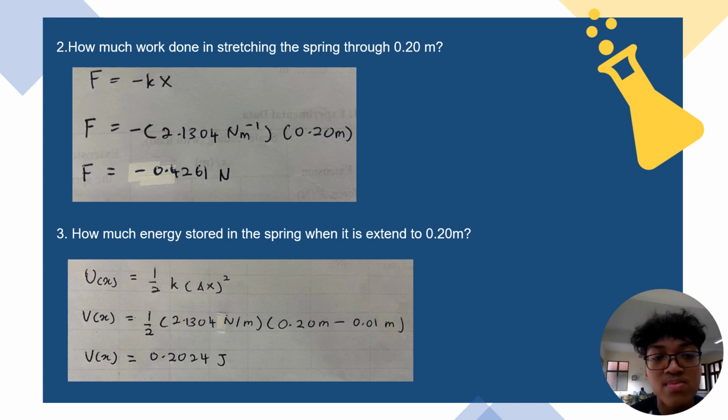Question 3. How much energy is stored in the spring when it is extended to 0.20 meter? Us equals half K delta S power of 2. Filling in the information we have, we get half multiplied by 2.1304 multiplied by (0.20 minus 0.01) squared. We got 0.2024 joule.